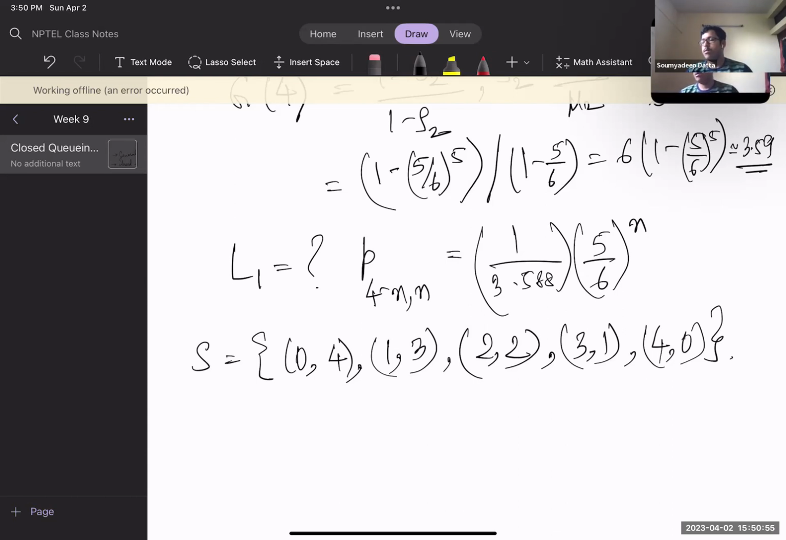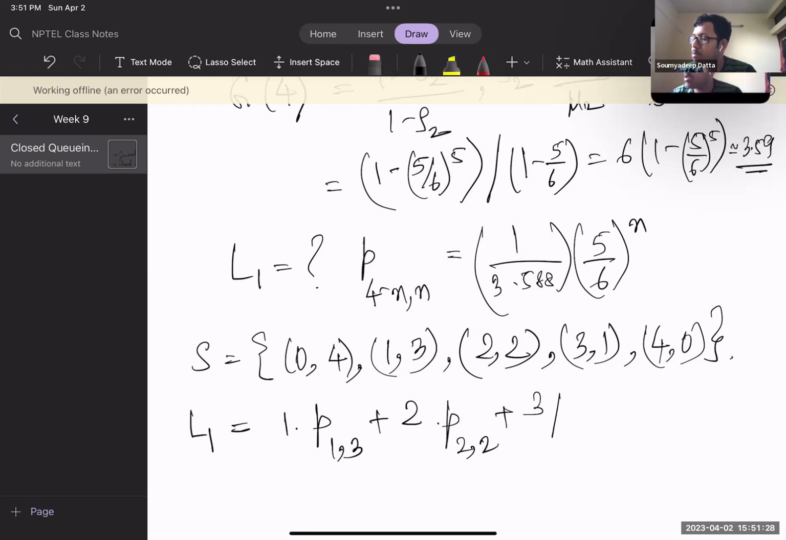Now I want to find the expected number of customers at node 1. I want to find N1. So here in this state, node 1 has 0 customers, so this probability doesn't count. So my L1 will actually be 1 times probability of 1,3 plus 2 times probability of 2,2 plus 3 times probability of 3,1 plus 4 times probability of 4,0, right? Because it's just a weighted average.